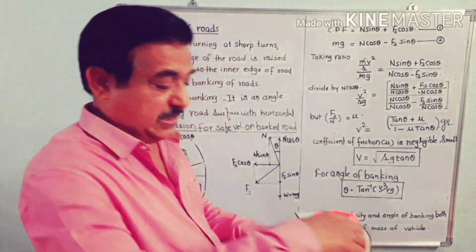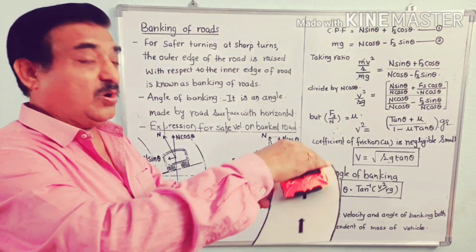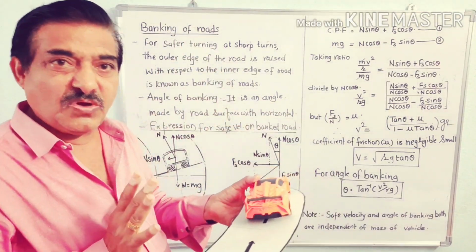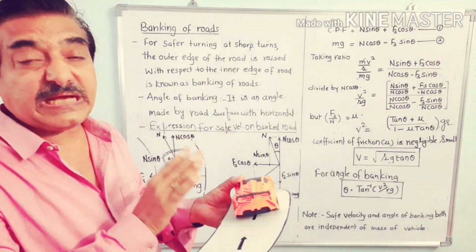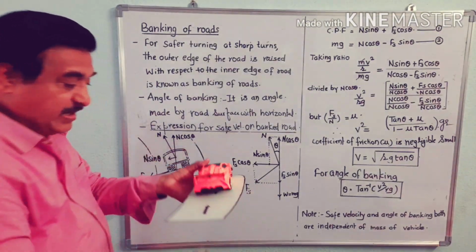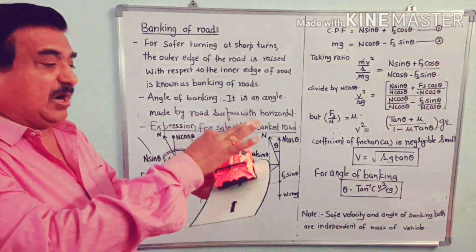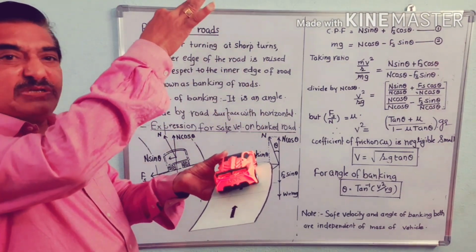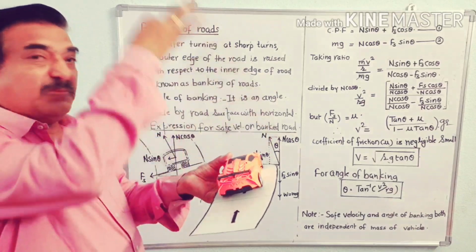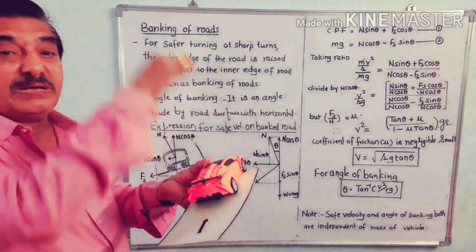Let us suppose this vehicle is moving along a sharp turn on a banked road. What are the different forces acting on the vehicle? The weight of the vehicle is acting in a downward direction. The normal reaction is normal to the surface. This reaction, which is perpendicular to the surface, is called the normal reaction.